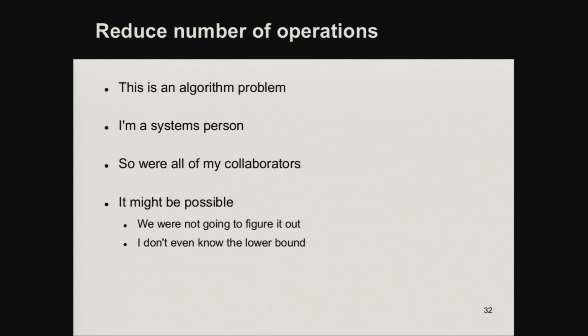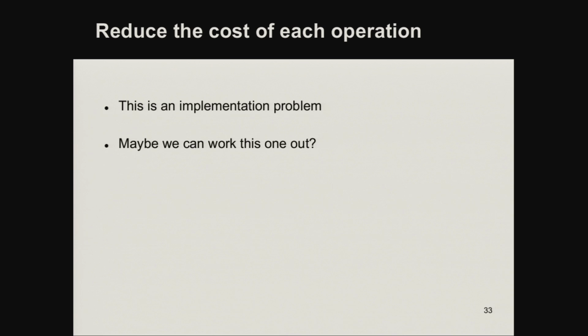So what about reducing the number of operations? This is an algorithm problem. I'm a systems person, and so are all of my collaborators. So it might be possible, but we were not going to make any progress here. And the slide says I didn't know the lower bound. It was at the time somewhat debated what the lower bound was. It's a complicated enough problem that it wasn't even clear what optimal was if you were working on it. So how about reducing the cost of each operation? This is an implementation problem, and this one seems much more likely that we'd be able to work out.